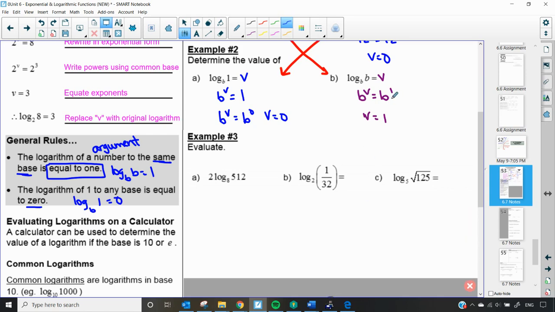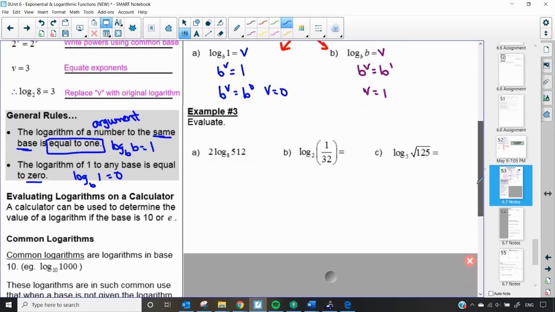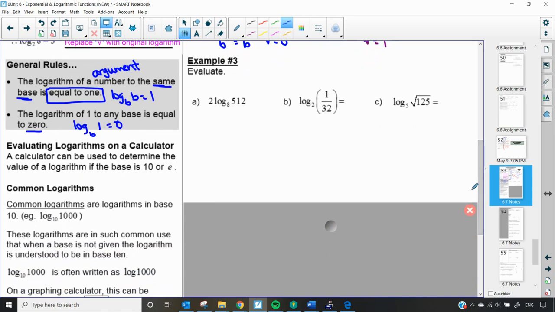All right, continuing on here, we have example number 3. We've got 2 log base 8 of 512. We're going to follow that same process. Let our logarithm equal v. And before we can start writing an exponential form, we're going to have to get rid of the 2. So we're going to have to do a little algebra. Log base 8 of 512 equals v over 2. Rewriting in exponential form, we have 8 to the v over 2 equals 512.